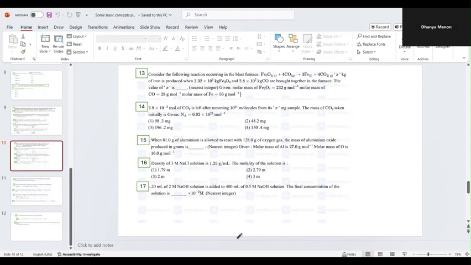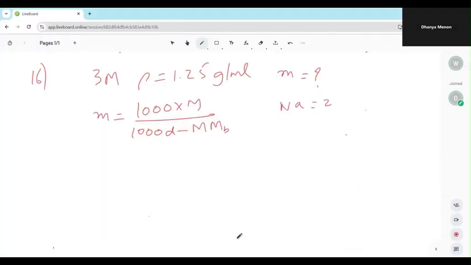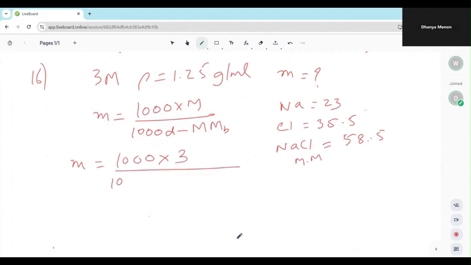Sodium is 23, chlorine is 35.5. That comes to a molar mass of 58.5. Okay, so let's substitute in the formula. 1000 times molarity, which is 3, divided by 1000 times rho, which is 1.25, minus molarity, again 3, times 58.5. When you solve it, you get 2.79 molality. Here it is the direct substitution of the formula.